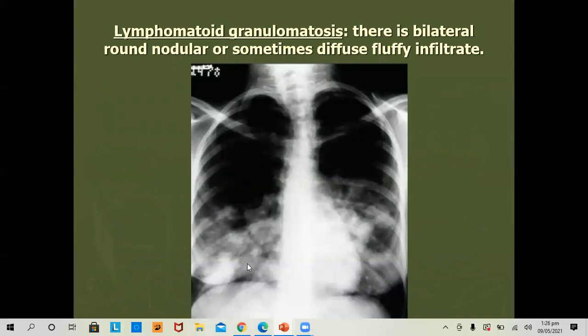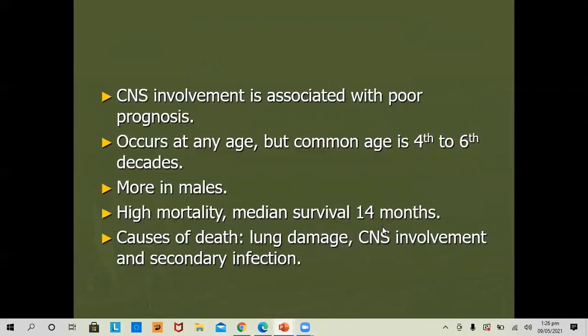So this chest X-ray shows multiple and bilateral, round, nodular, or sometimes diffuse fluffy infiltrates. CNS involvement is associated with poor prognosis. It can occur at any age but is common in the 4th to 6th decades, more in males. There is high mortality and median survival is only 14 months. The cause of death is the lung damage, CNS involvement, and secondary infections.